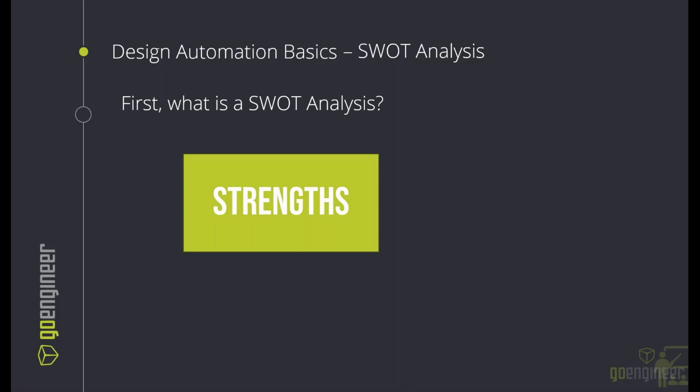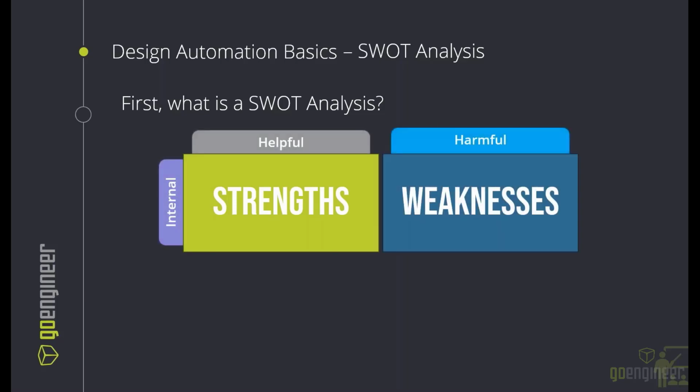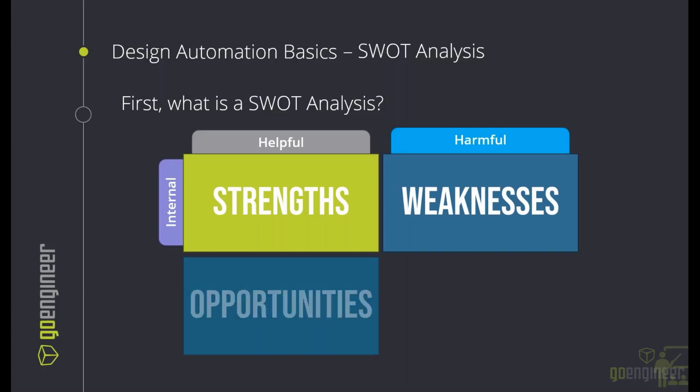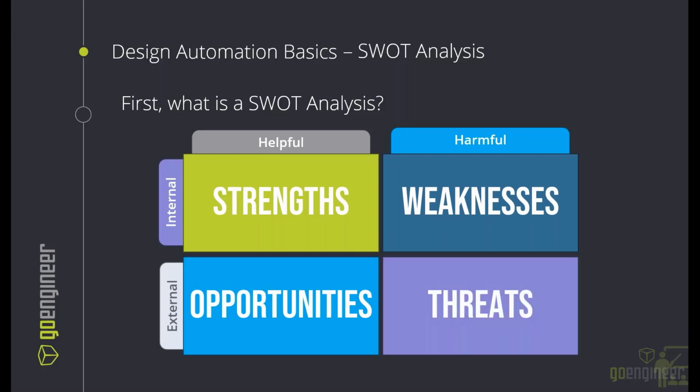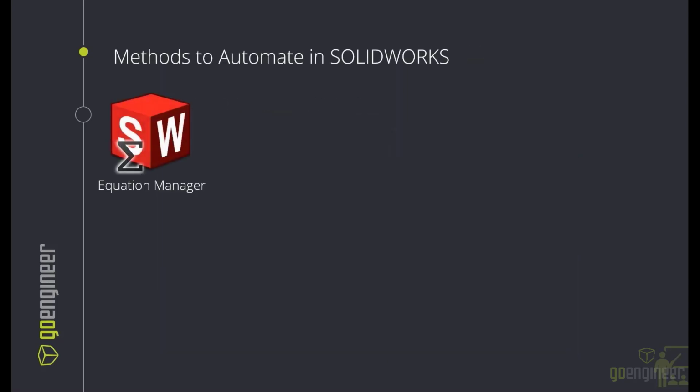The strengths are the characteristics of a product, or something we're analyzing, that is internal and helpful to us. Weaknesses are harmful internal characteristics of the product. Opportunities are external helpful characteristics, and threats, well, are external harmful characteristics. So if we apply this and we take each of these methods to automate in SolidWorks, we can analyze the strengths and weaknesses and sort of pit them up against where we can leverage our design automation.